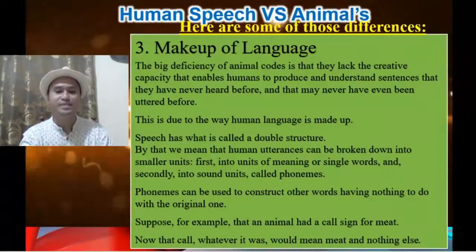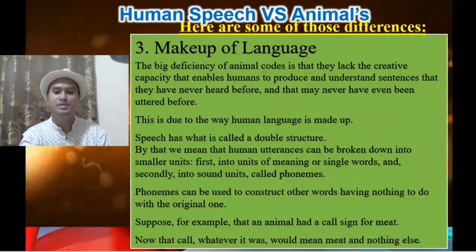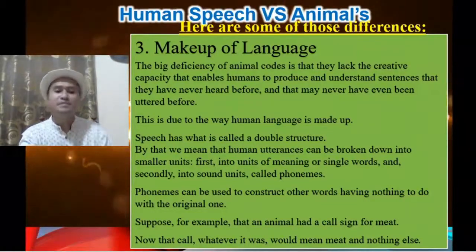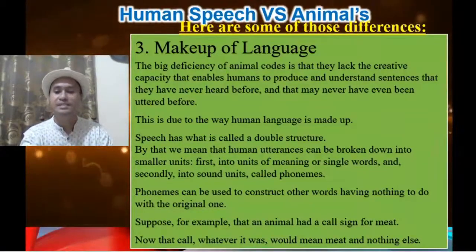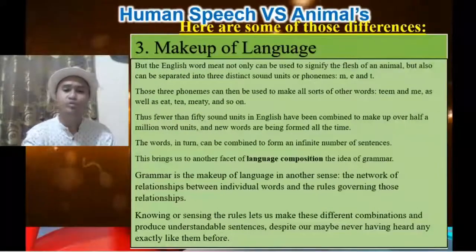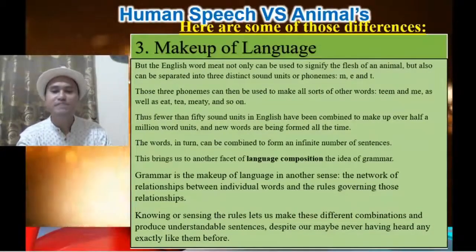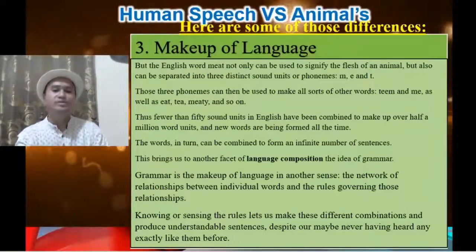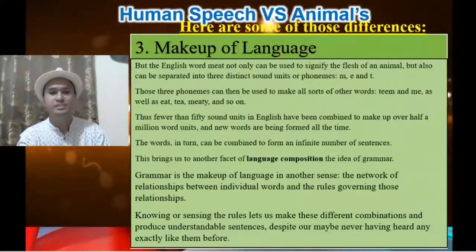utterances can be broken down into smaller units. First, into units of meaning or single words, and secondly, into sound units called phonemes. Phonemes can be used to construct other words having nothing to do with the original one. Suppose, for example, that an animal had a call sign for meat. Now that call, whatever it was, would mean meat and nothing else. But the English word meat not only can be used to signify the flesh of an animal, but also can be separated into three distinct sound units or phonemes, M, E, and T. Those three phonemes can then be used to make all sorts of other words, team and me, as well as eat, tea, meaty, and so on.